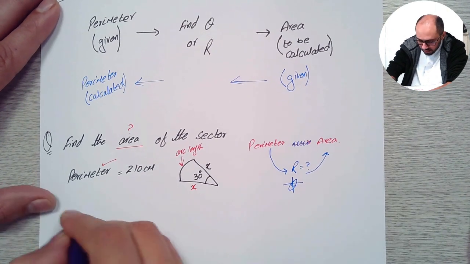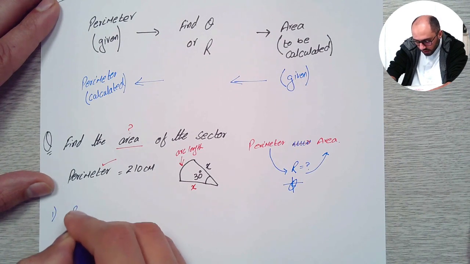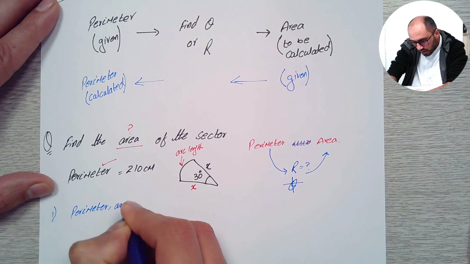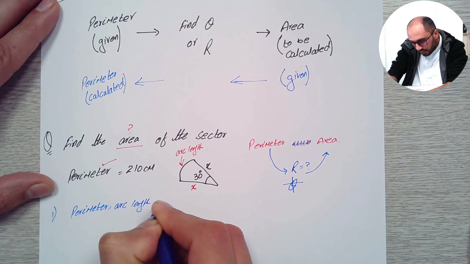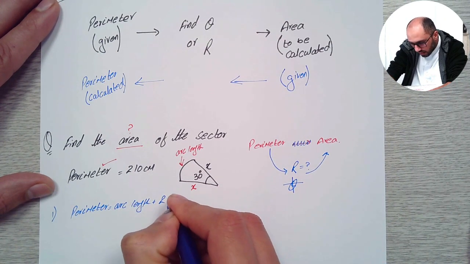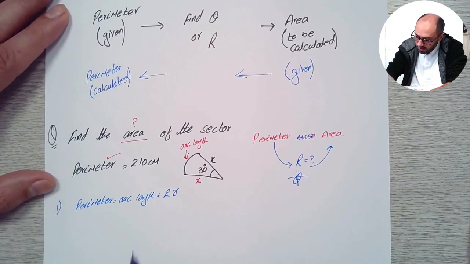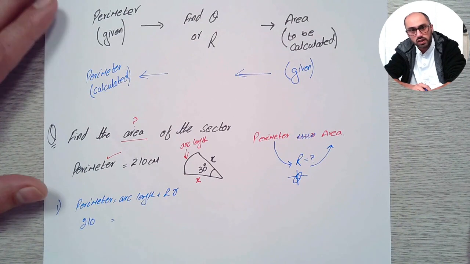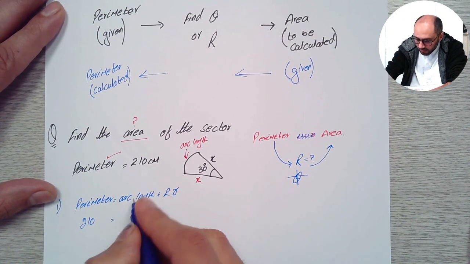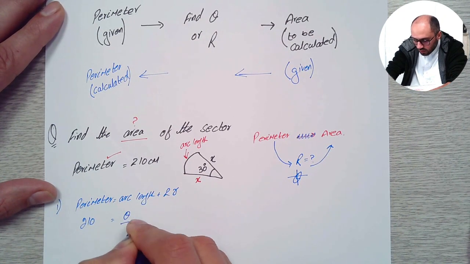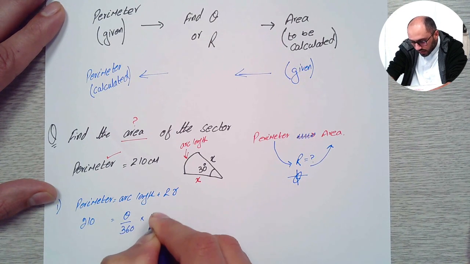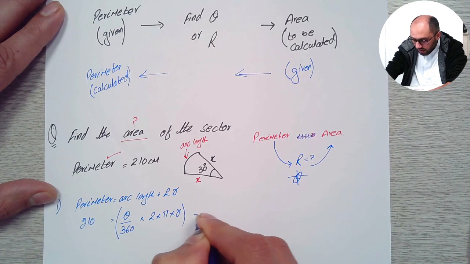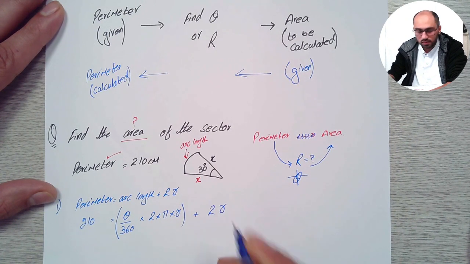So I'm going to say first, write down the formula. Step 1 will be perimeter equals arc length plus 2 times r. The value of perimeter given to me is 210. I can put that on the left side. Arc length, I'll replace it with a formula, which is theta over 360 times 2 times pi times r, bracket, plus 2 times r.